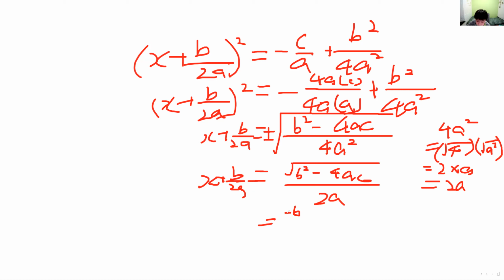So it should be x equals negative b plus minus square root b squared minus 4ac divided by 2a. So this solves for x. So the final result should be like this.